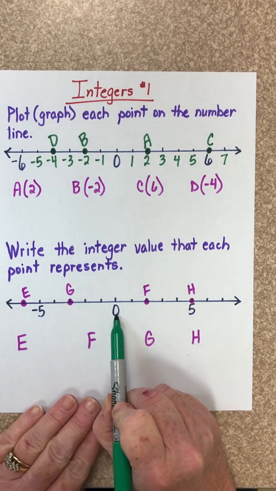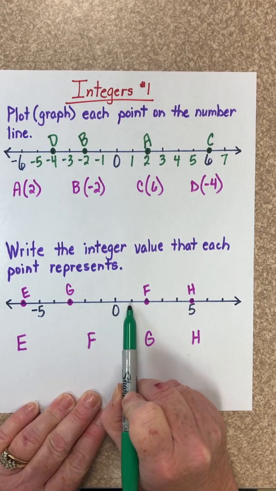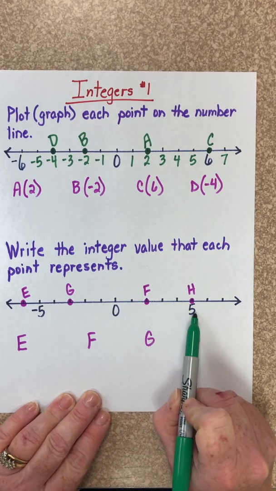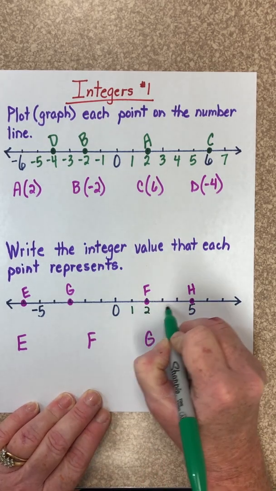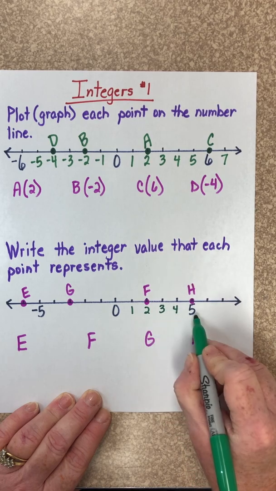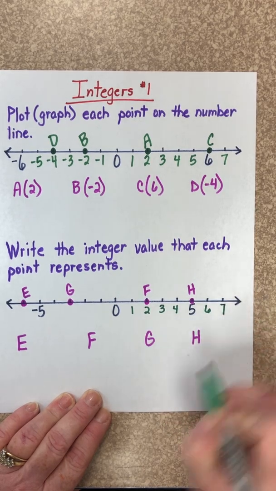So here we go. Let's start on the right. 0, 1, 2, 3, 4, 5. Okay, so that looks like that's increasing by 1. So let's fill that in. 1, 2, 3, 4. Here's 5, 6, 7.